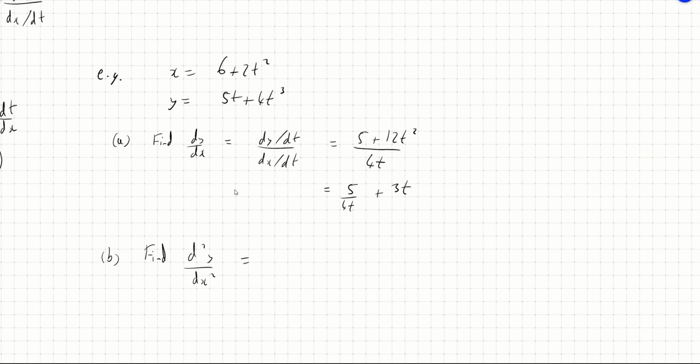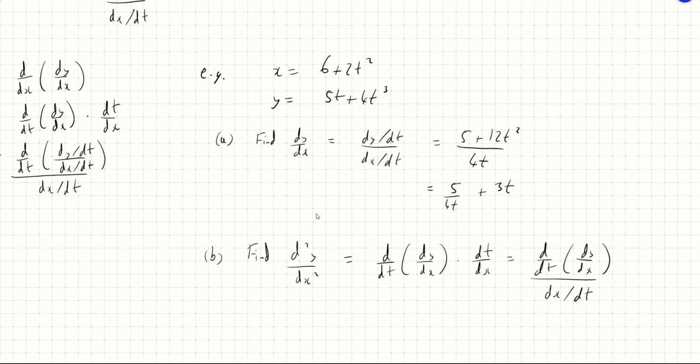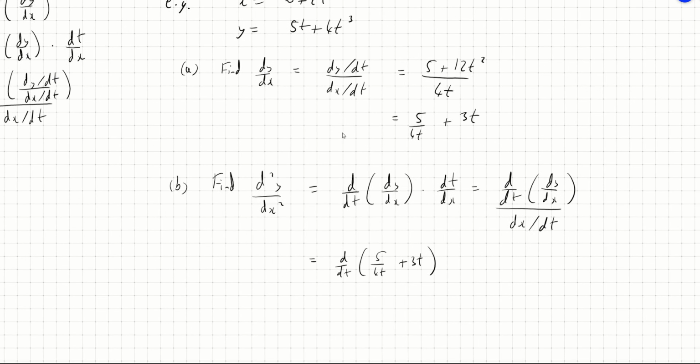Using the chain rule, as we said before, this is d by dt of dy by dx multiplied by dt by dx, which is d by dt of dy by dx divided by dx by dt. This is the same formula that we'd written down on the left hand side. Thankfully we can fill in most of this now, because the numerator is d by dt of dy by dx, which we know is 5 over 4t plus 3t, and dx by dt we previously worked out was 4t. This is all divided by 4t.